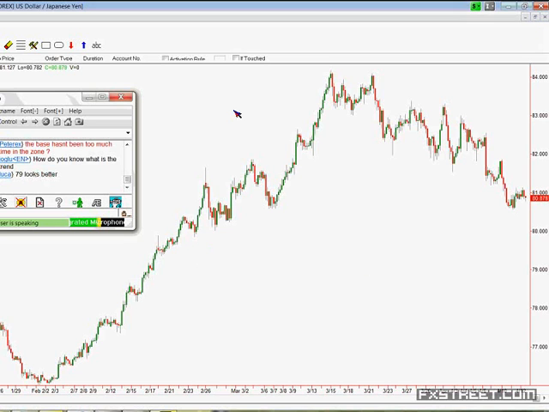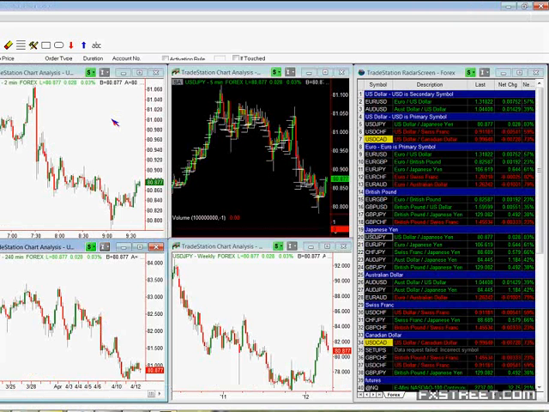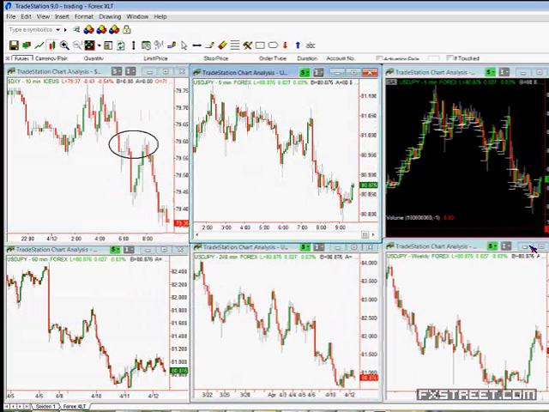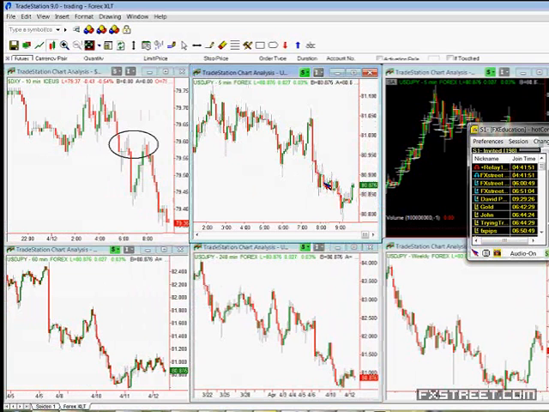Having said that, let's go down to something quite a bit smaller. All right. So here's a little 2-minute chart of the yen. In fact, let me just make this maybe a 5-minute chart. Clean things up a little bit. And let's look. Yeah, Luca, I would agree with you.